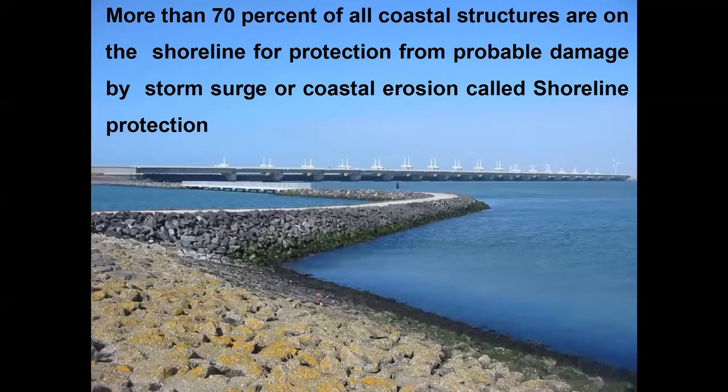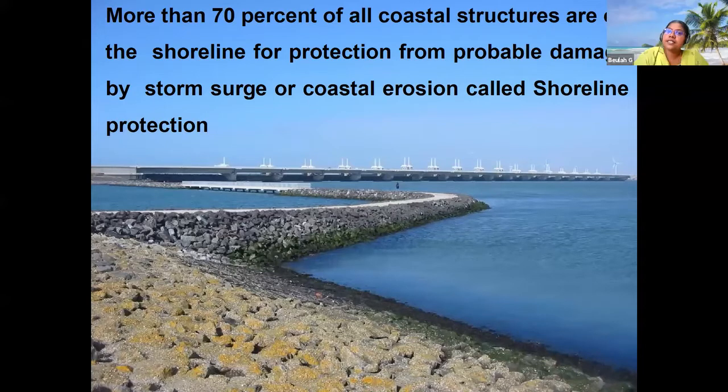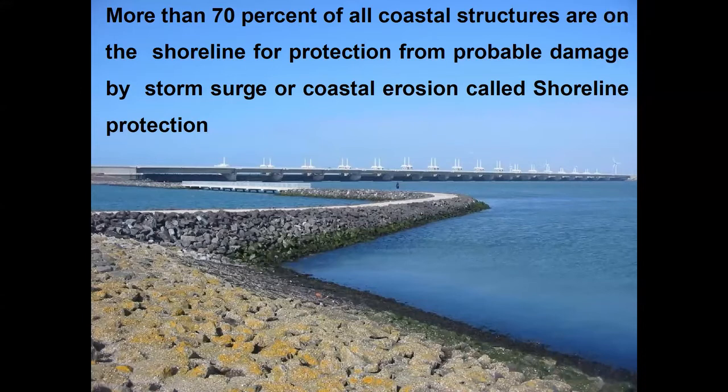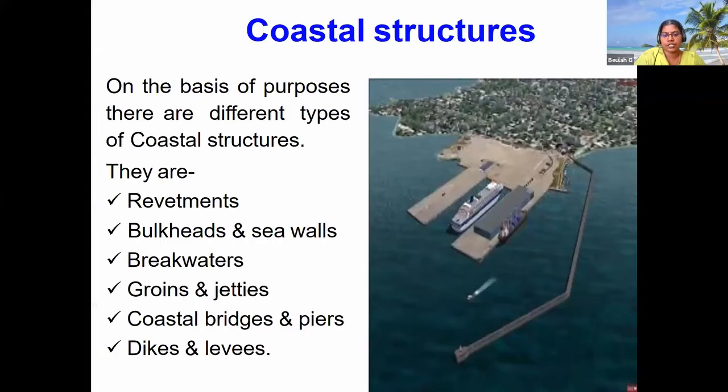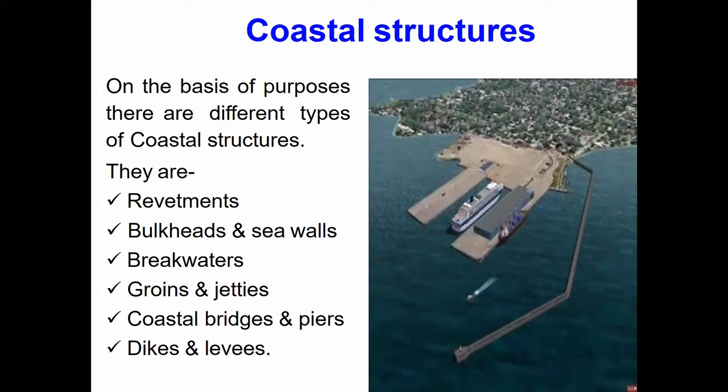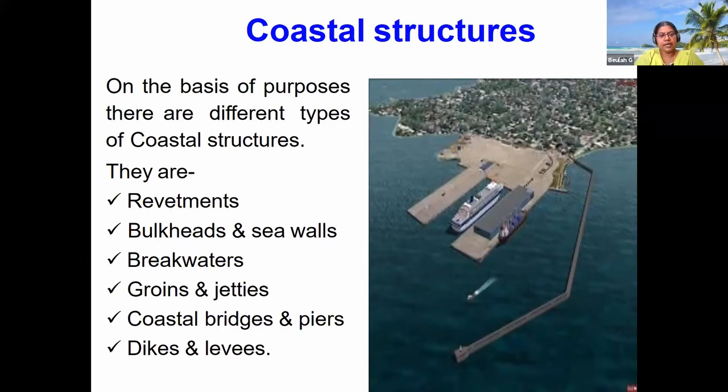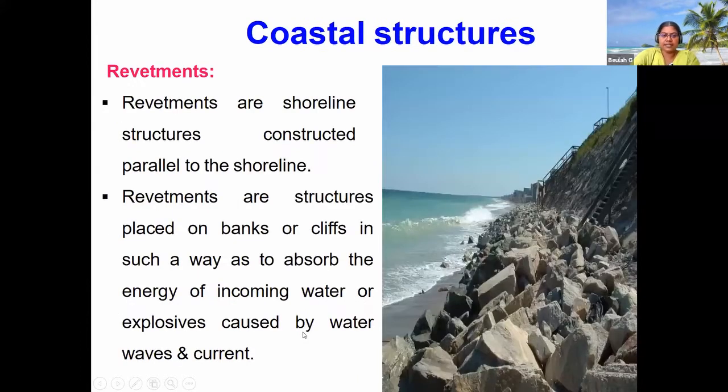Indeed, more than 70% of all coastal structures are on the shorelines for protection from probable damage by storm surge or coastal erosion, which is called shoreline protection. So what is the need for us to protect the coastal structures? On the basis of purpose, there are different types of coastal structures. Number one, you have revetments, bulkheads, sea walls, breakwaters, groins and jetties, and you have coastal bridges, piers, dikes, and levees.